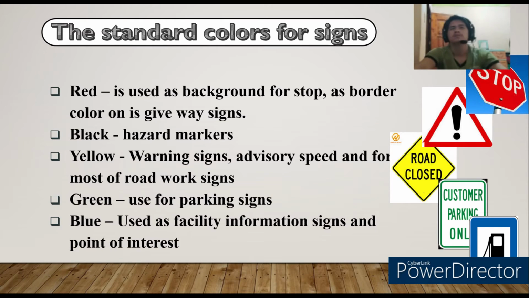Next is the blue. Blue signs are used as facility information signs and points of interest. This color is also used for guide signs. For example, in that picture, these blue signs tell you about services along the roadway, such as rest areas, hospitals, gas stations, and lodging. That is an example of the services that the sign conveys.